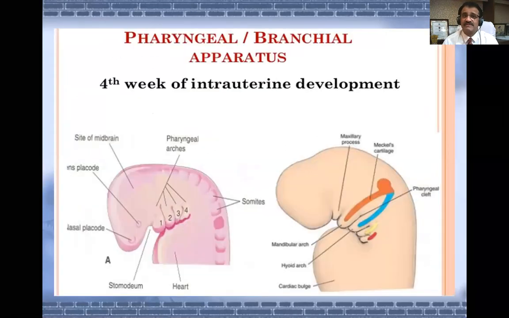Remember that exception. So pharyngeal arches or branchial arches or apparatus, they develop in the 4th week of intrauterine life. It happens side by side; simultaneous development takes place. Here you can see the pharyngeal arches 1, 2, 3, 4 shown here, and this diagram is also showing you the details of the pharyngeal apparatus or branchial apparatus. In examination, this is commonly asked.